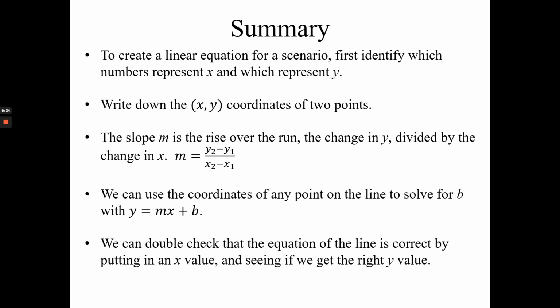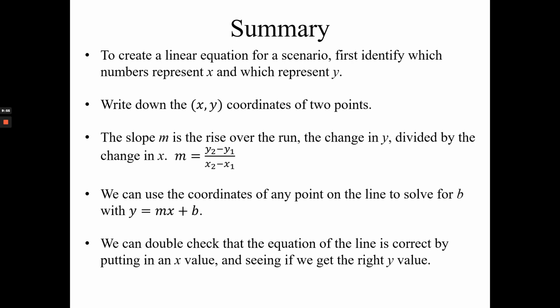All right, so in summary, to create a linear equation for a scenario, we first identify which number represents x and which numbers represent y. We've got to sort that out. Then we can take those numbers and write those as the coordinates of points. We need at least 2 of them. We need to write down the xy coordinates of at least 2 points to figure out the equation of our line.